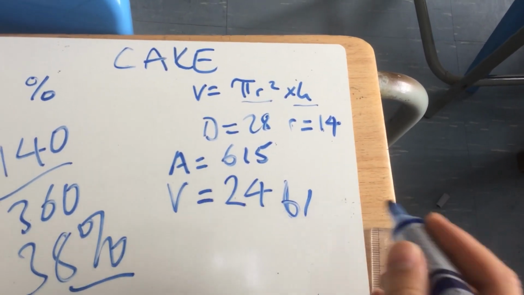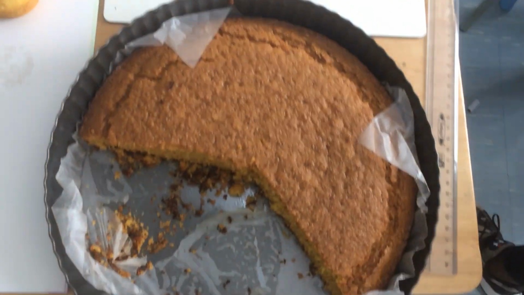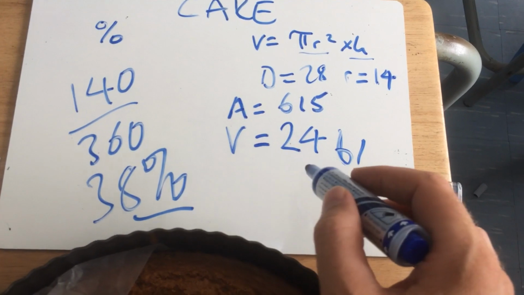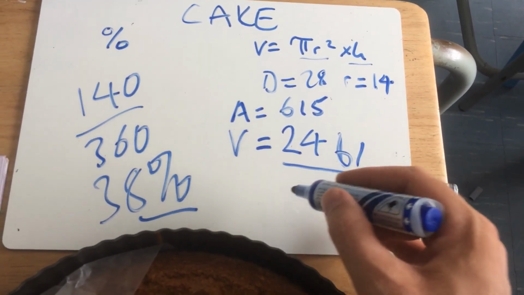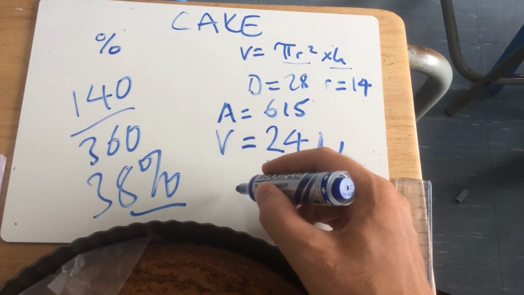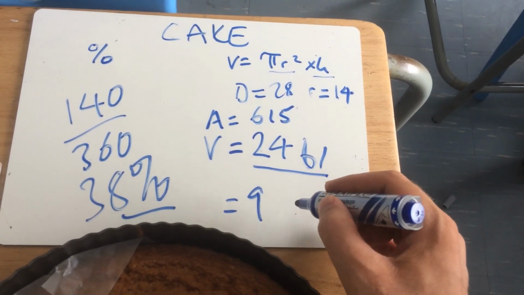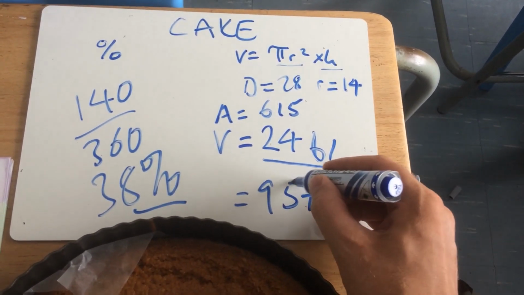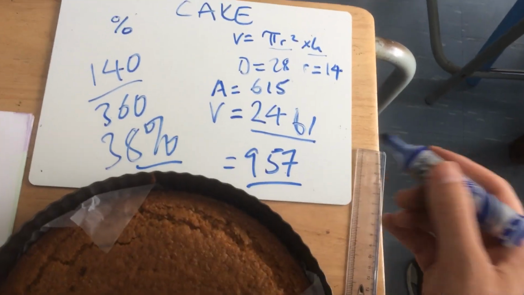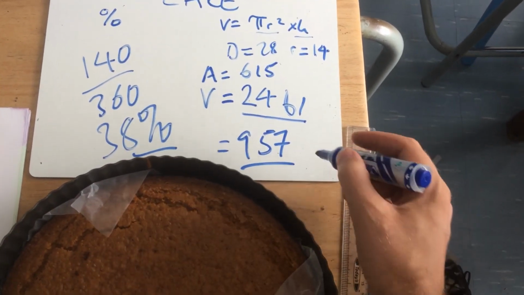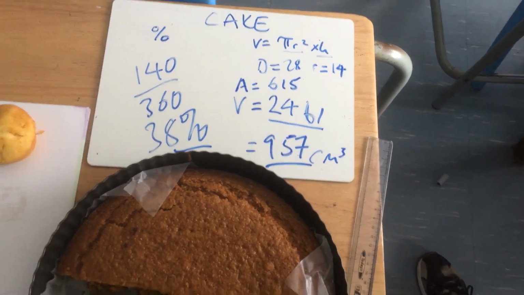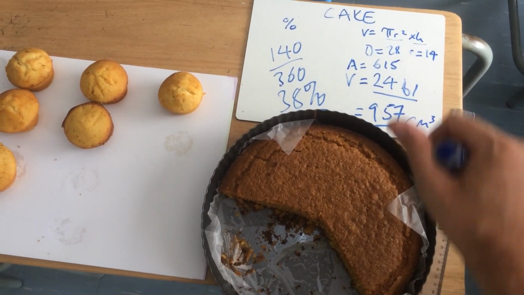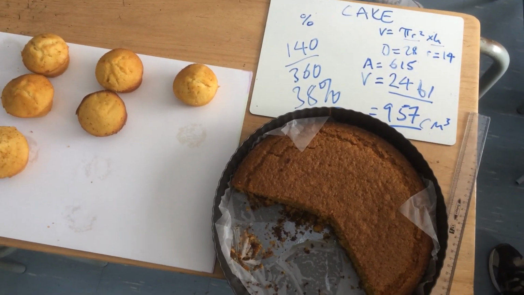That's the volume of the whole cake, 2,461. But then to find out how much is eaten, I'm going to multiply those two numbers, 38% by that 2,461, which gives me 957.05. Okay, so that's how many cubic centimeters of my cake have been eaten. There we go. So just a bit of maths with food, some ratio, and some area of a circle, volume, and percentages.